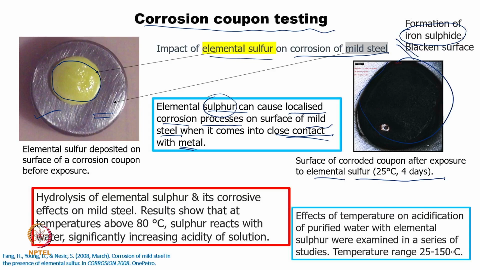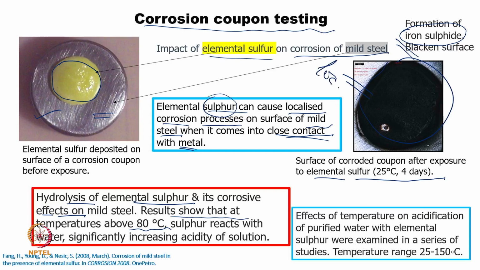However, as I mentioned, we are using the word localized corrosion, but if there is water available, then what will happen? Hydrolysis of this elemental sulfur will occur, and some sort of sulfuric acid will be formed, and that will give a lot of corrosion, particularly when the temperature is more than 80 degrees. So then the whole solution which is available will cause severe wear and severe corrosion, while in this case it is a localized corrosion.